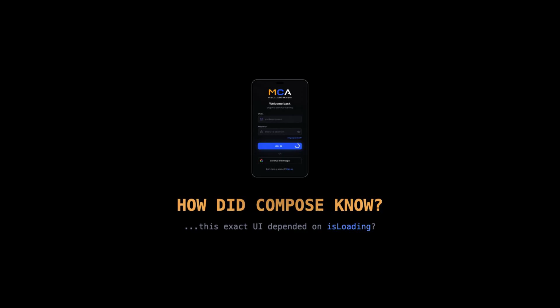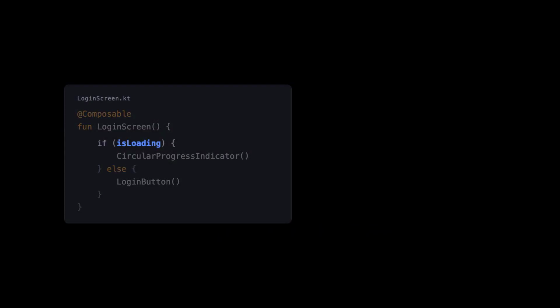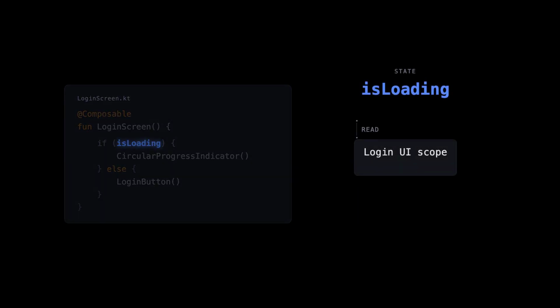The whole flow really starts when Composition first executes that UI code. Okay, so on the very first pass. Right, the initial run. As it goes through the Composable, it hits that if isLoading statement, and that act, the literal act of reading that observable state, is the key. Wait, just reading it? Just reading it, because Compose actually tracks that read. The snapshot system is sort of watching in the background.